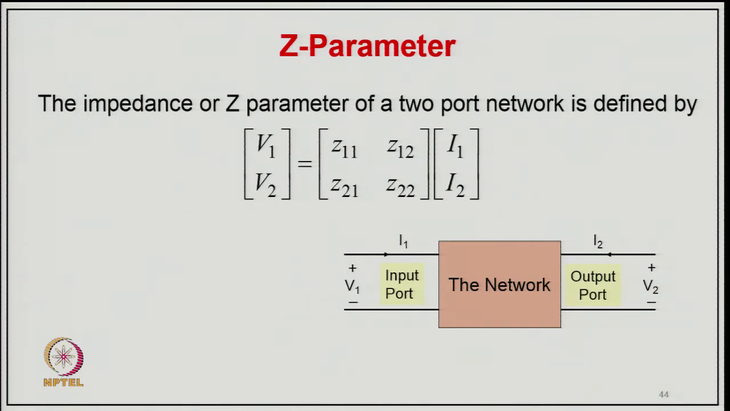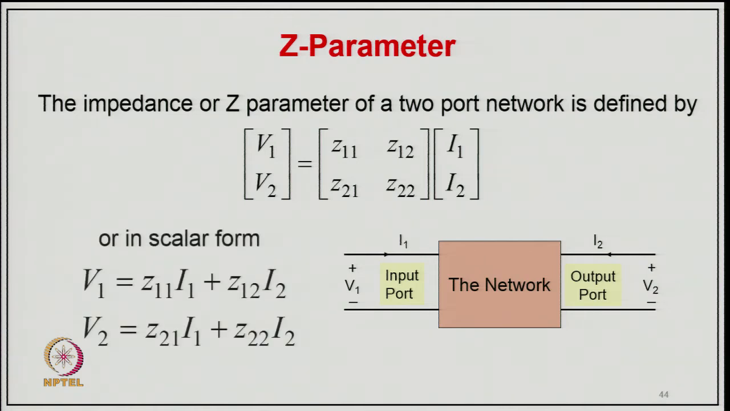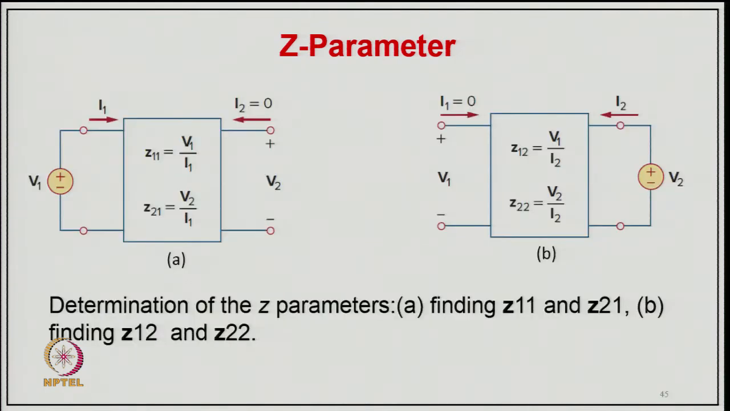So, these are the 4 parameters of the 2-port network in terms of impedance, and these can be defined, measured, or calculated from the network configuration. We will discuss the calculation with examples. In simplified scalar form, this matrix gives the relations V1 equals Z11 I1 plus Z12 I2, and V2 equals Z21 I1 plus Z22 I2.